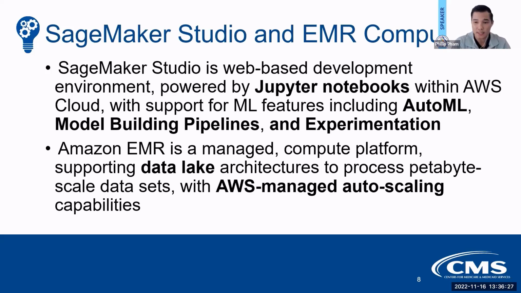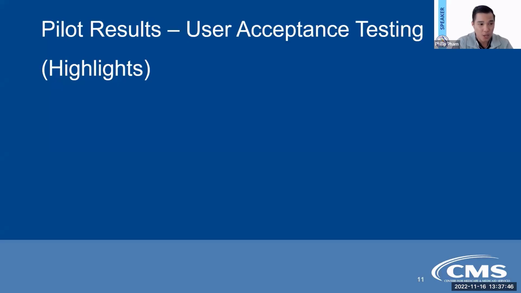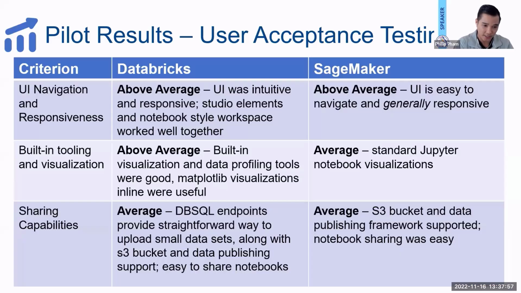Next, we assess SageMaker Studio. SageMaker Studio is a web-based UI product that's powered essentially by Jupyter Notebooks, fully managed within the AWS cloud. And it supports features such as AutoML, model building pipelines, and experimentation. The underlying compute cluster and system behind this is powered by EMR, which supports the data lake architecture to be able to process large data sets. It also has the capability of auto scaling to all of your workload needs, fully managed by AWS. And the way that we evaluated both products was to look at both platforms from the lens of a user with user acceptance criteria, as well as looking from the engineering perspective of how both platforms could be managed and administered.